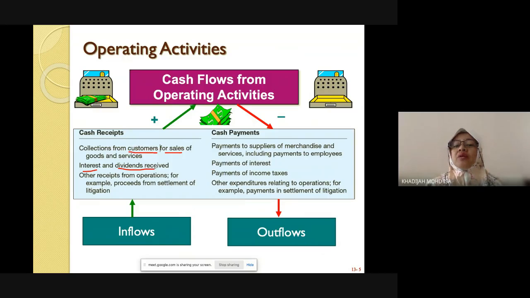But talking about cash payments is the cash outflows. This refers to whenever there's a payment to your suppliers, or accounts payable. And then if you have to pay interest, for example, you take up a loan from the bank and on the bank loan you have to pay interest. So the interest portion is part of the operating activities.